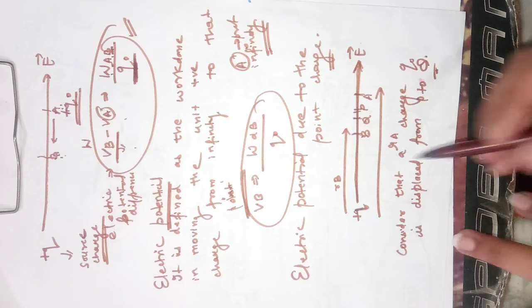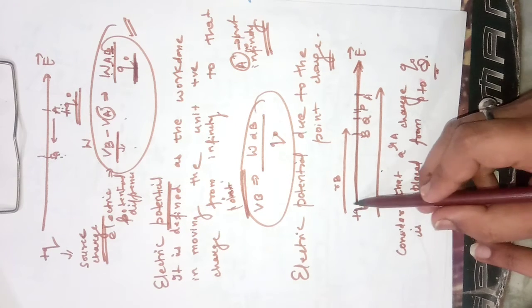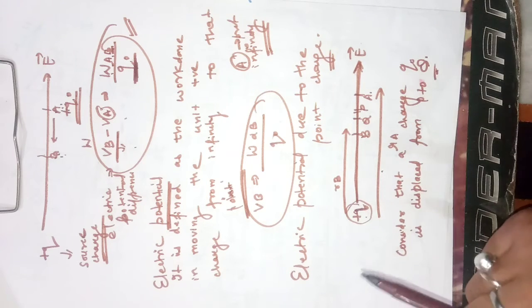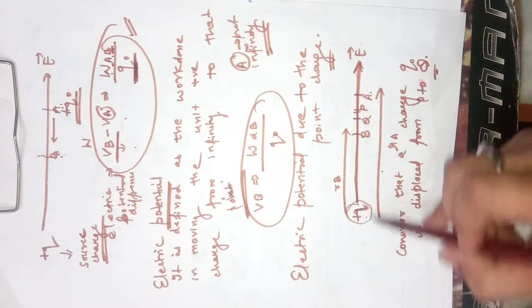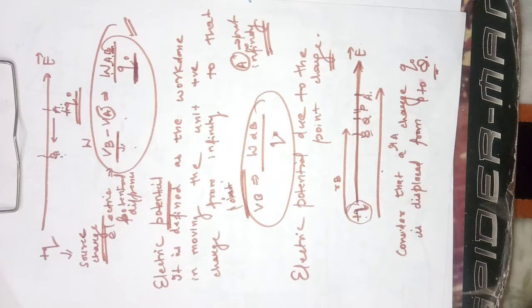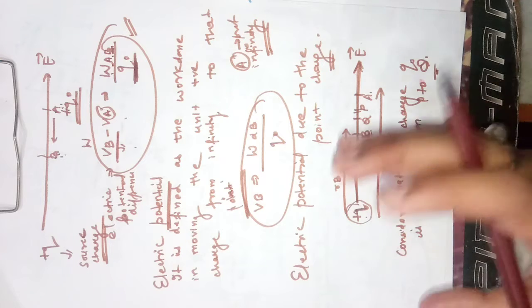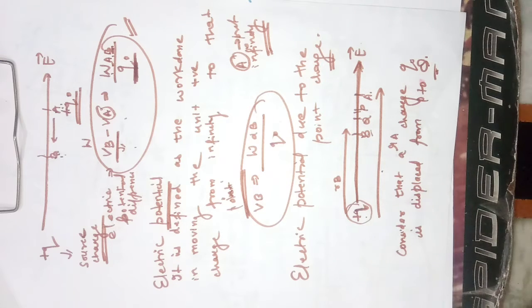Now RA is nothing but the distance of the point charge or source charge plus Q from point A. RB is the distance of the source charge from point B. And consider a charge Q naught, or a test charge Q naught, is displaced from point P to point Q.